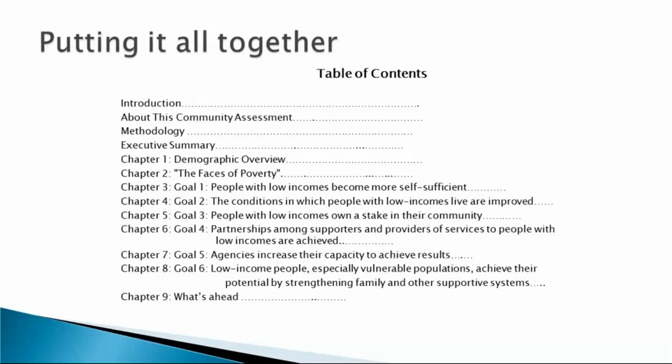And then you can see that the meat of the assessment was structured by national goal. Within each of those, we had a set of narratives that basically answered the question, why aren't we achieving that goal? So Chapter 3 addressed Goal 1, people with low incomes become self-sufficient. That's one of our national goals. Well, the narratives answer the question, why aren't people with low incomes becoming self-sufficient?